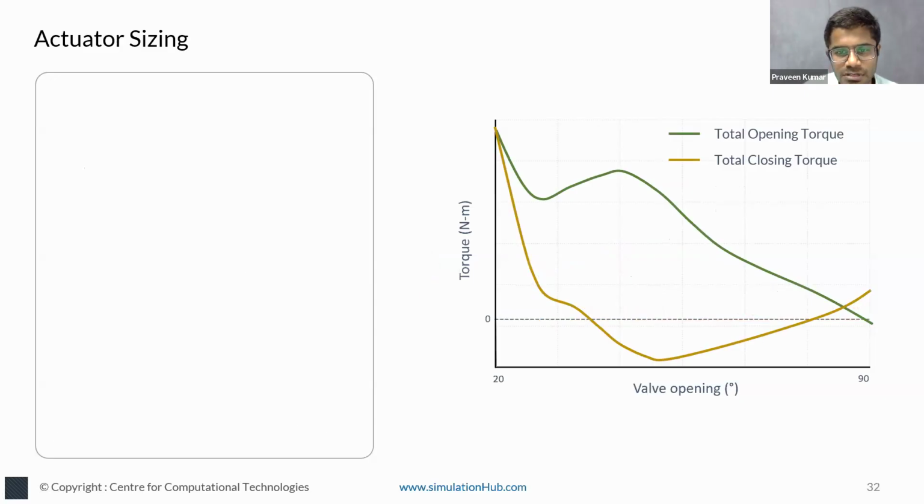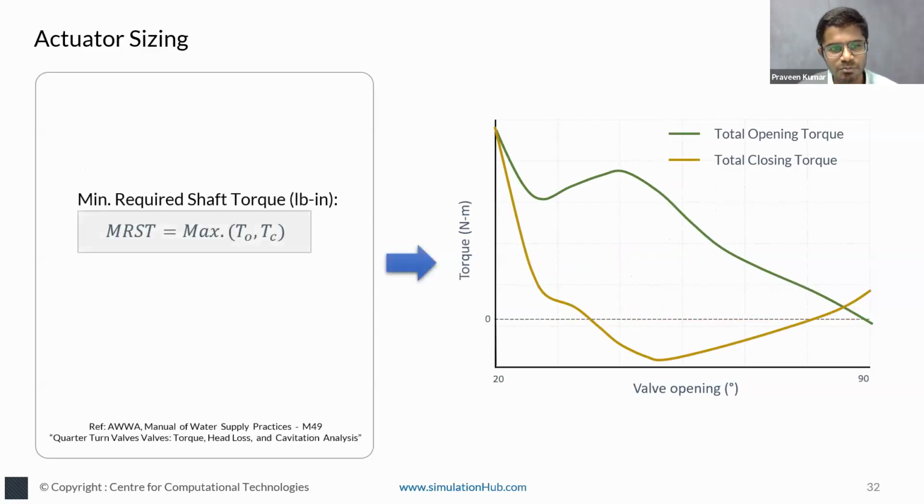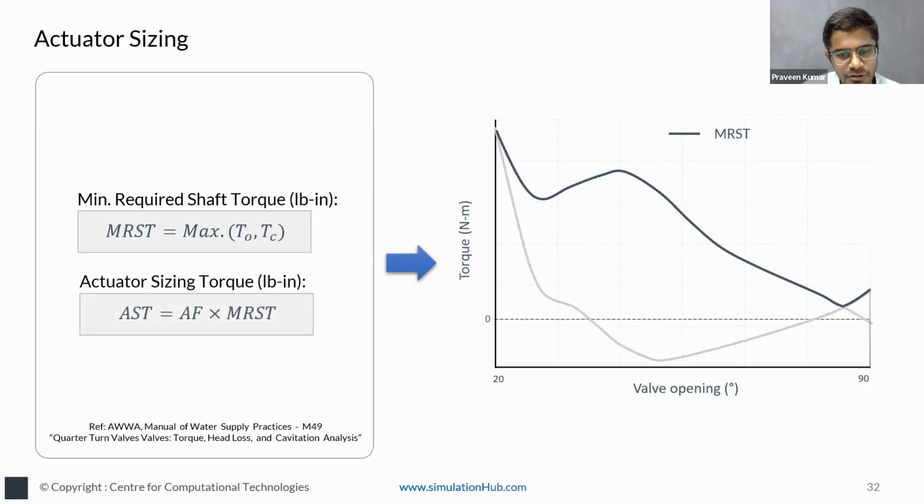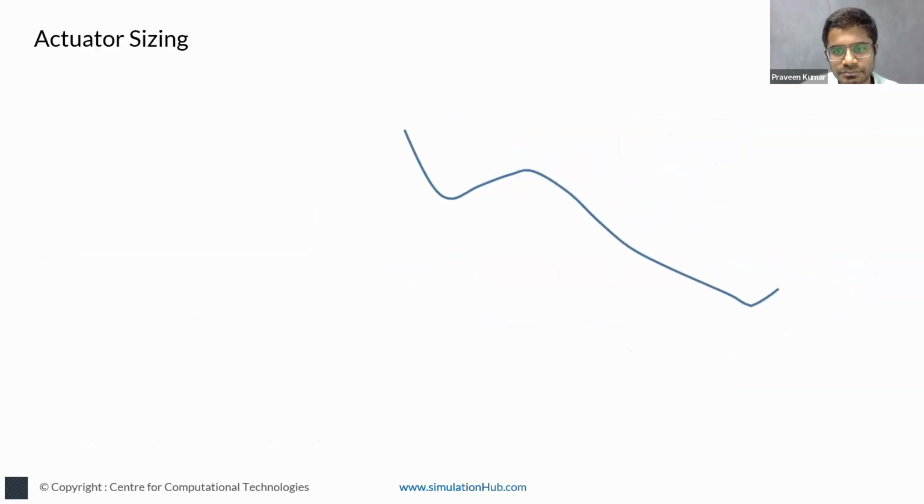Now, what you need is the minimum required shaft torque. You need to find the maximum of closing and opening for every angle of opening, and you pick the maximum value out of all the openings. That defines your MRST, the minimum required shaft torque. Then to find the actual sizing torque, you multiply it by a factor. That gives you the actual sizing torque.